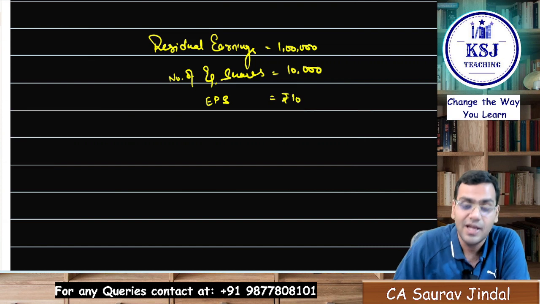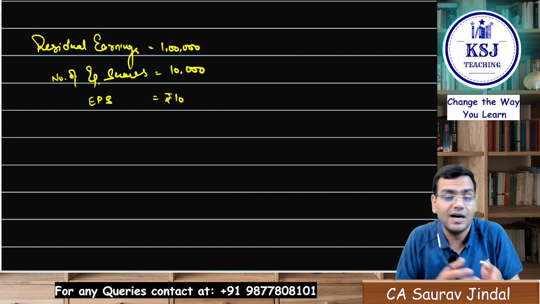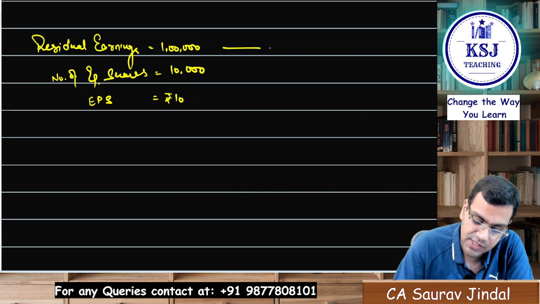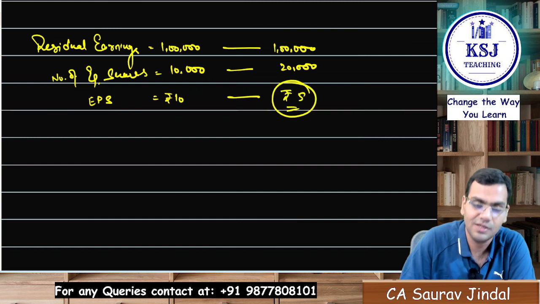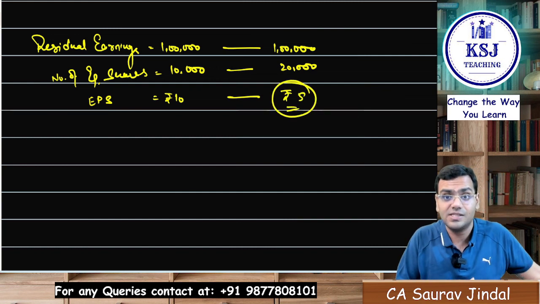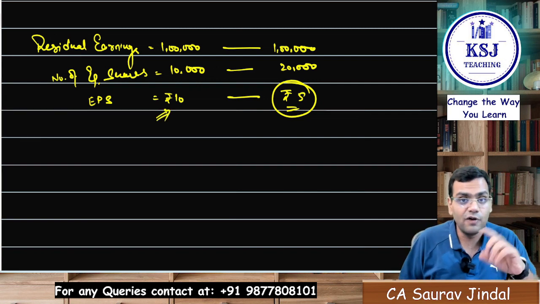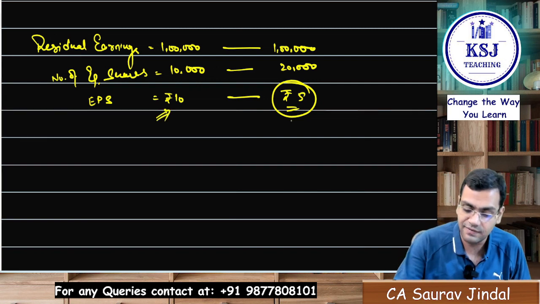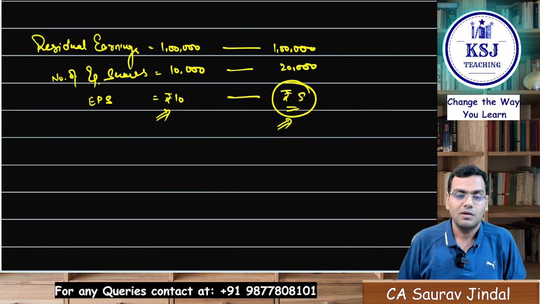Any doubts? Now he says, if there is no change in the earnings, if the earnings do not increase, the earnings remain 1 lakh, but you issue new shares and the number of equity shares now increases to 20,000. So what will happen, sir? The earnings per share will reduce. The existing shareholders will not be happy. Earlier they were getting 10 rupees as dividend for every share that they were holding. Now they will be getting 5 rupees because there are more people in the queue now, right?